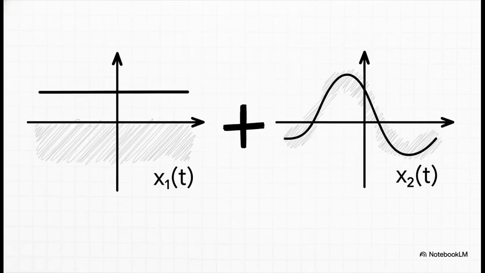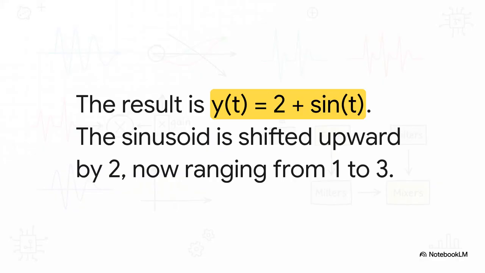Okay, let's make this super clear with a classic example from your course book. We're going to take a constant signal, x1 of t, which is just a flat horizontal line at a value of 2. We call that a DC signal. And we're going to add it to a good old sine wave, x2 of t, which, as you know, just swings between +1 and -1. So what do you think happens when we add them together? Well, the result is that the entire sine wave gets lifted straight up by 2. So instead of oscillating around 0, it's now oscillating around a new center line of 2. It goes up to 3 and down to 1.